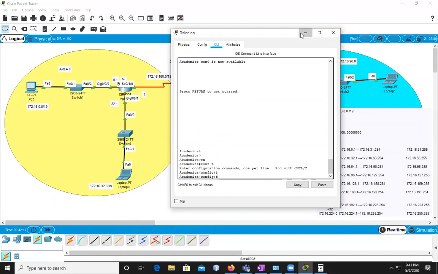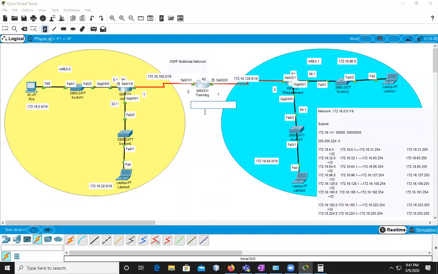As you know that R2 is an ABR, right? ABR, which is area border router. So it needs to establish a neighbor relationship with both R1 and R3. So this R1 router does not need to establish a neighbor relationship with R3, but as this router is in the middle, we should be having neighbor relationship with R1 and R3, right? So this is the main important thing.